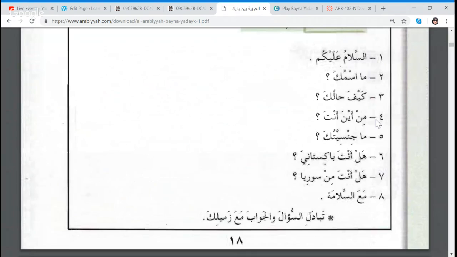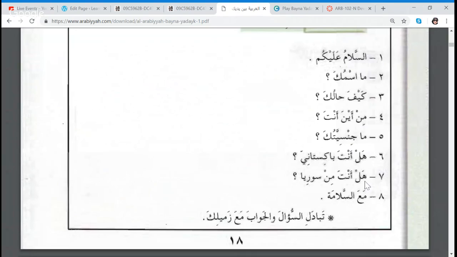Okay. Now, ma jinsiatuki. Ana Amriki. Okay. Yeah. You're female though. So how are you going to say it? Can't say Amriki because that's for a male. So Ana Amrikia. Very good. Hal enti Pakistania? Good. Ana Amrikia. Amrikia, very good.